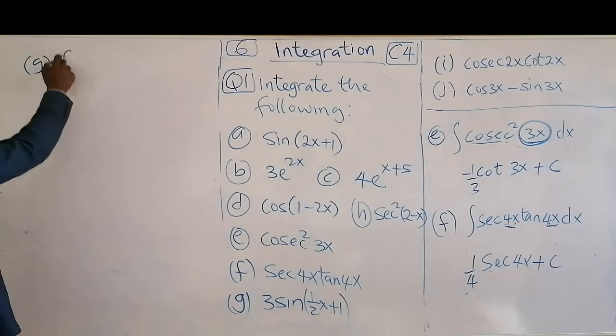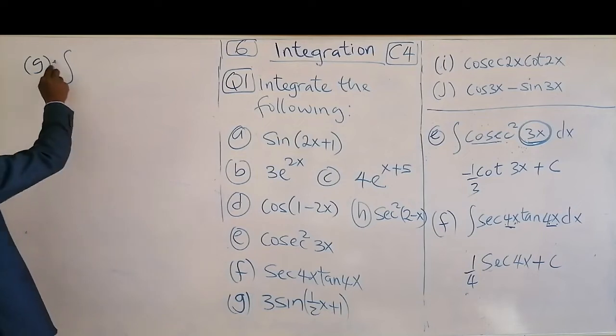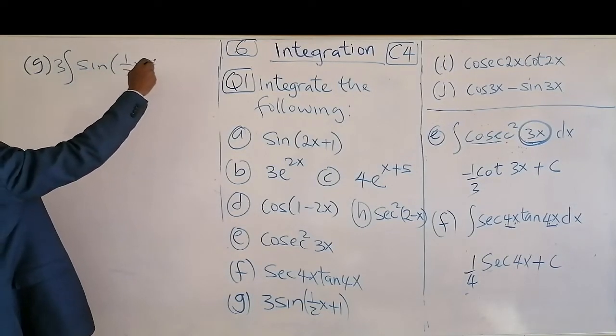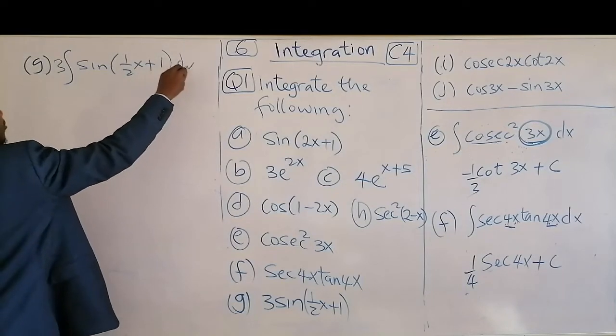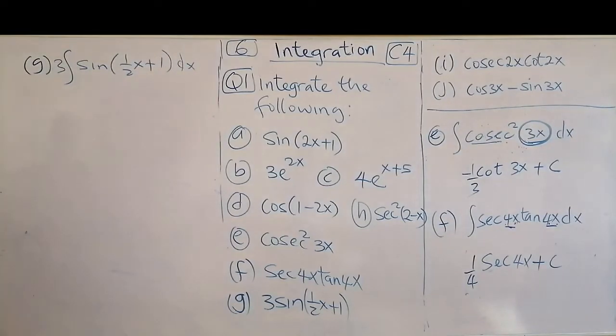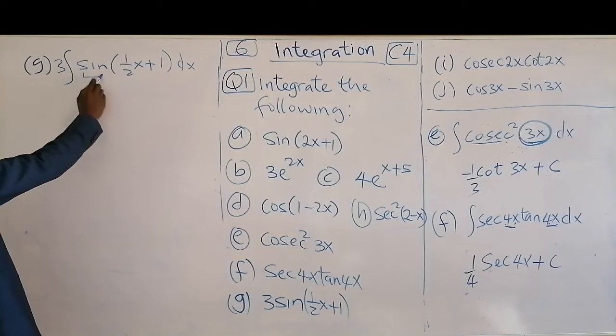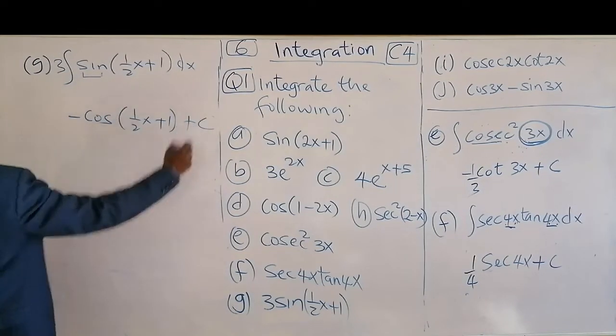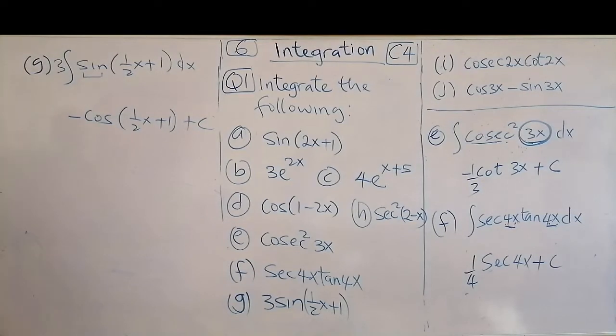Integral of 3, the 3 can come outside the integration. Sine 1 over 2x plus 1 dx. Okay? Integral of sine is minus cos of the function. Then put the constant of integration. Is that all? No. There's a 3 here. Put your 3 there.